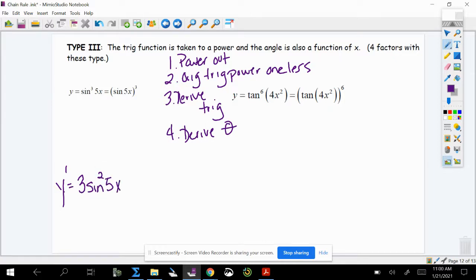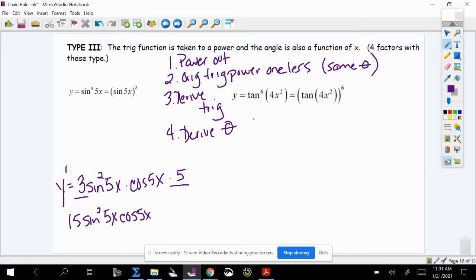Derivative of sine is cosine. Now keep the angle the same. When you put the original power 1 less, make a little note here, your angle does not change. So if it starts out as 5x, it's going to stay 5x. Then finally, you're going to derive the angle, and the derivative of 5x is 5. The only thing that can usually be simplified in this is going to be your coefficients. So you can write it as 15 sine squared 5x cosine 5x.